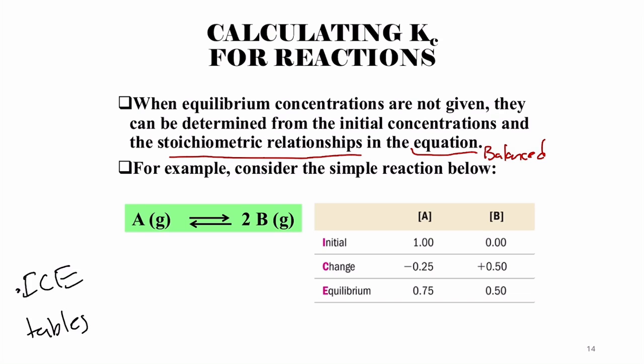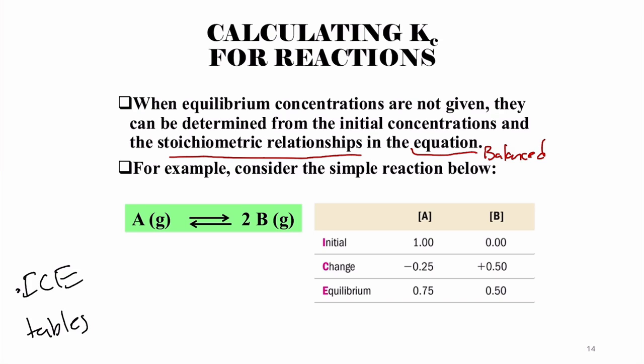The only place that goes is to B. B, we have to say, well, if we lost 0.25 of this, we know for every A molecule, we make 2 B molecules, or for every mole of A, we get 2 moles of B. So this change is going to be twice that of A. And so then that gives us our change on the way to equilibrium. And then ultimately, just by adding up what we have in each column, we get our equilibrium concentrations, right? And the ratio of these will equal our equilibrium constant.